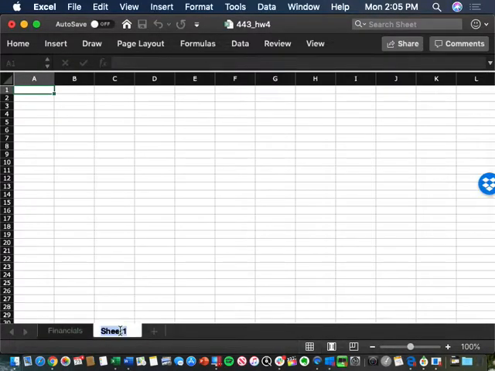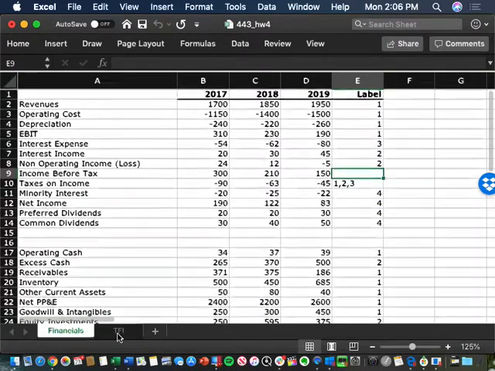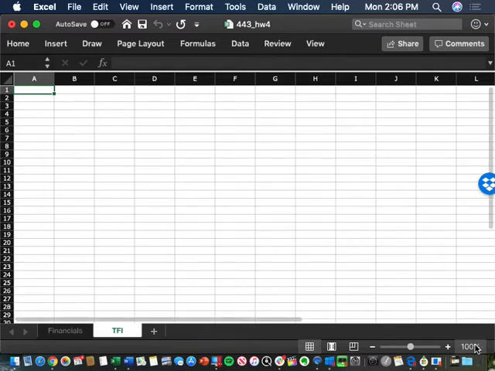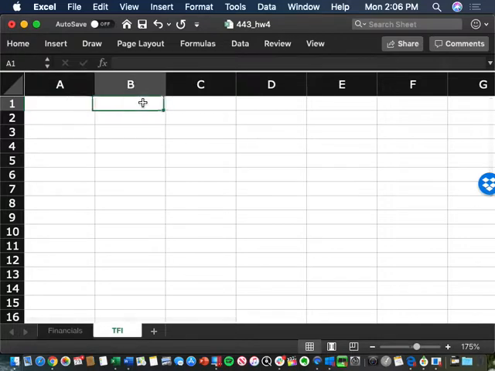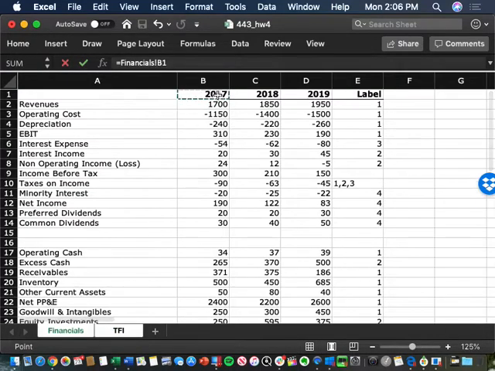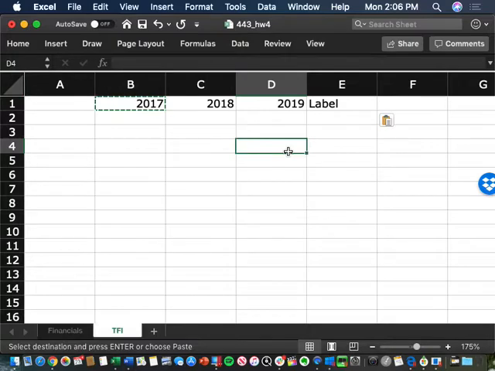The converted statement is called Total Funds Invested, TFI. Make a new tab. Relative references for the years. Blow it up a little bit, make it easier to see. Copy and paste. And the first step is to put together all of the operating assets and all of the operating liabilities to be netted.